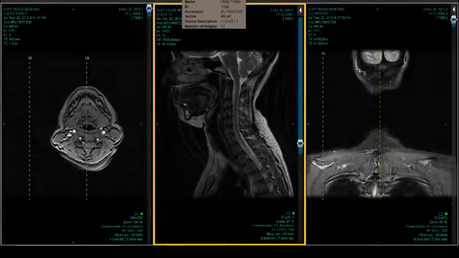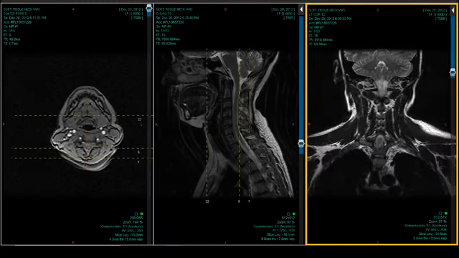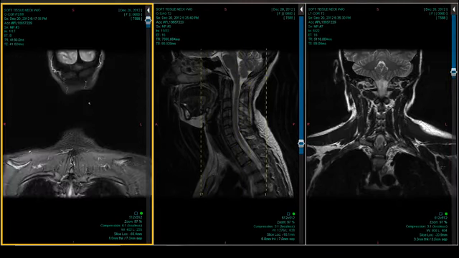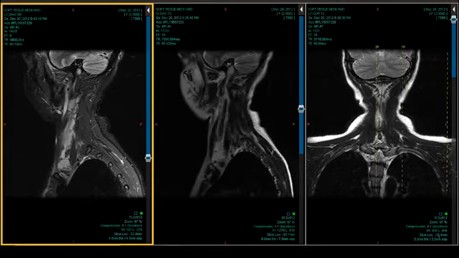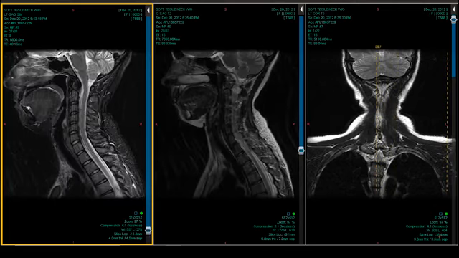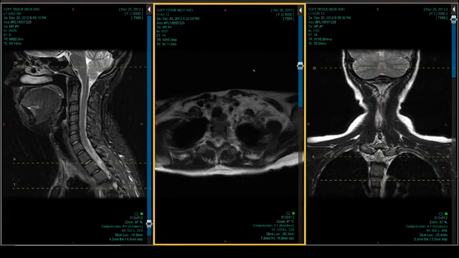So this is a young patient with neck swelling who is 8 weeks pregnant. Neck swelling, that's an interesting history. So I've put up just 3 planes myself. I've got a sagittal, an axial, and a coronal.